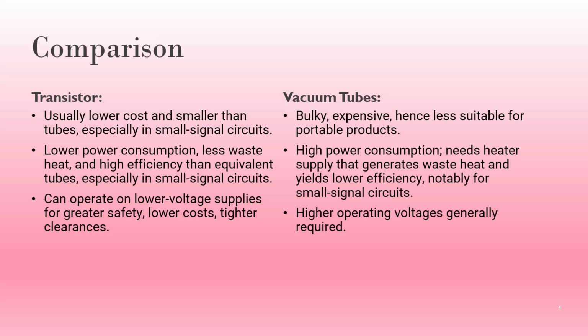Whereas vacuum tubes require high power consumption, they need a heater supply that generates waste heat and yields lower efficiency, notably for small signal circuits. And transistors can operate on lower voltage supplies for greater safety. They have extremely low costs and tighter clearances, whereas vacuum tubes generally have higher operating voltages.